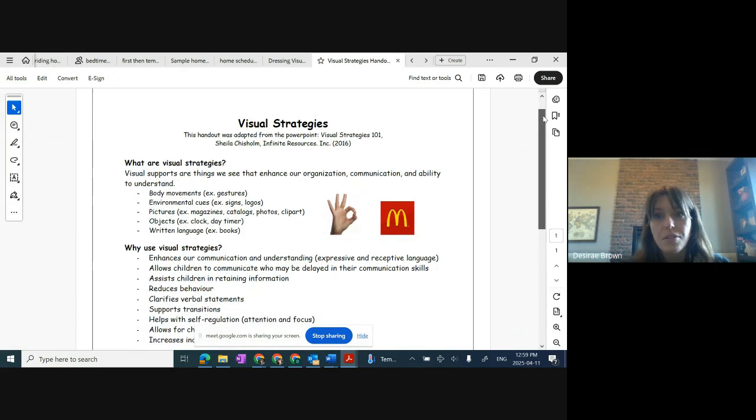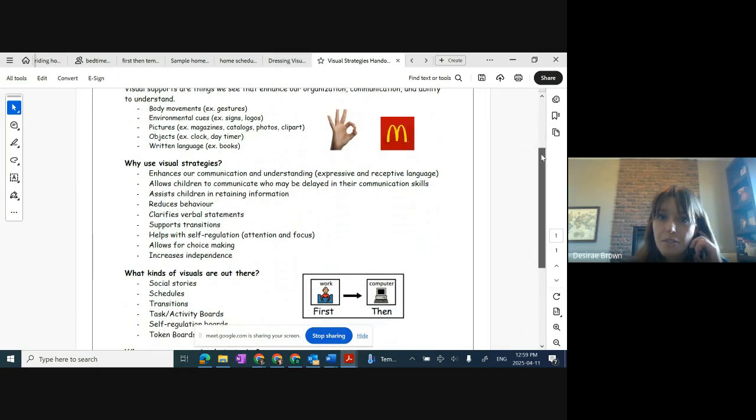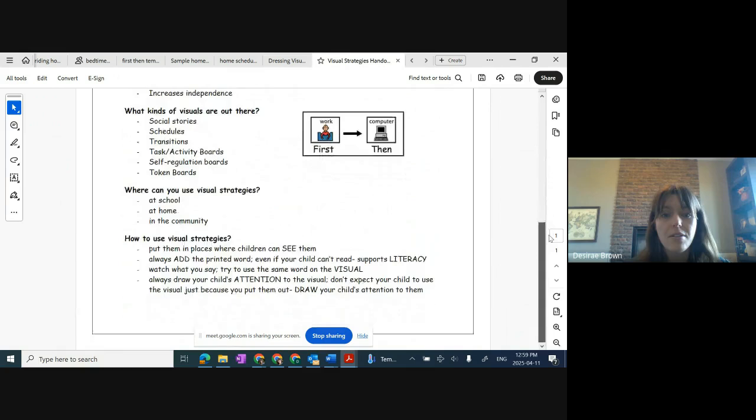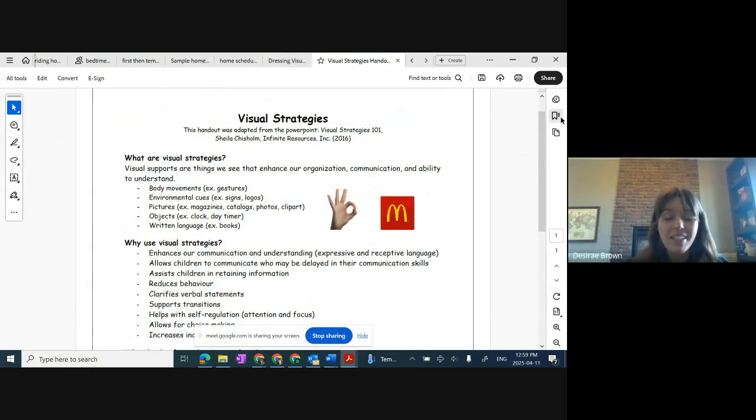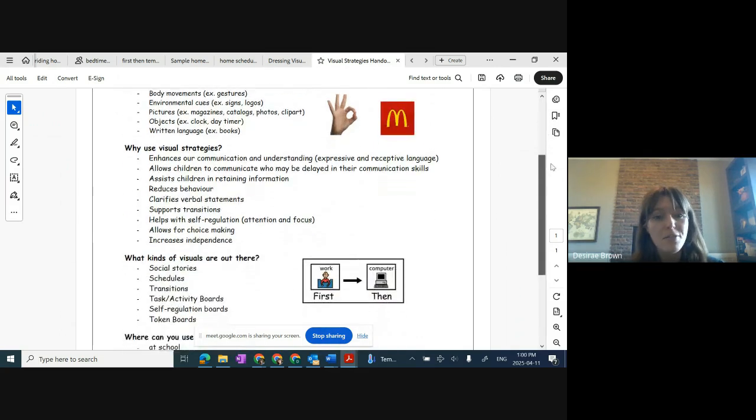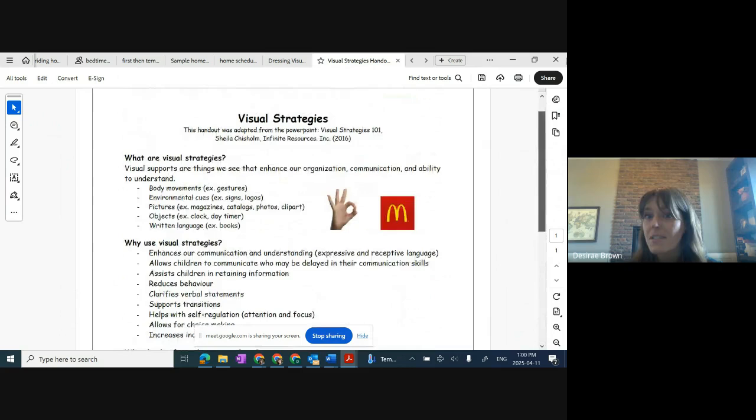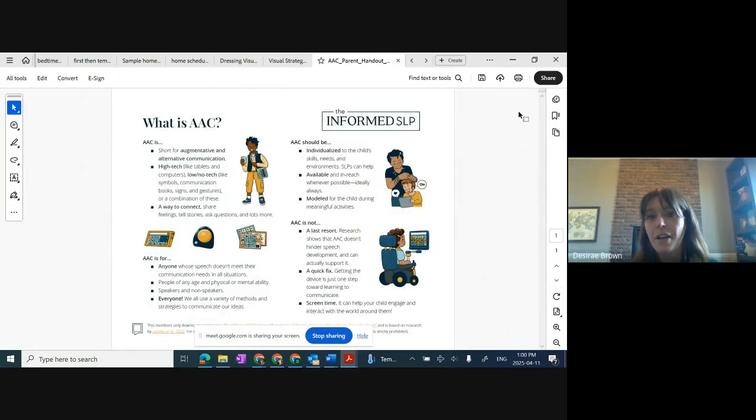There's also this visual strategies handout that goes over everything that we talked about today. You can use it as a visual for yourself by having it up on your fridge or something and just reminding you to use these visual strategies, or reminding you to choose certain times to use them. As well, there's just a quick handout on AAC. And again, it just talks a little bit about what it is.